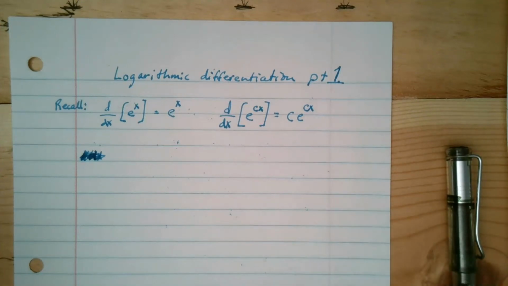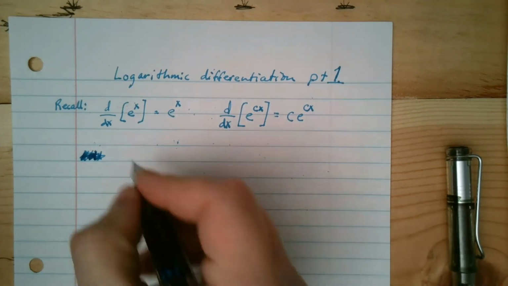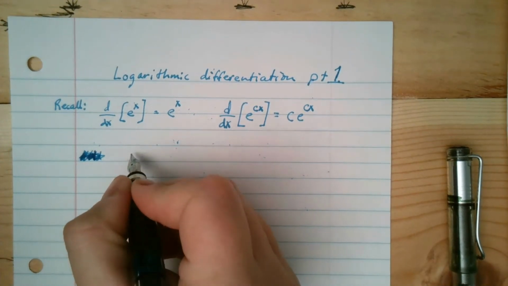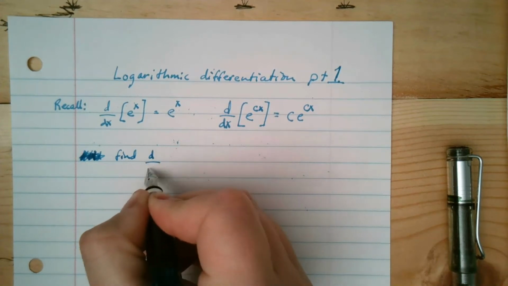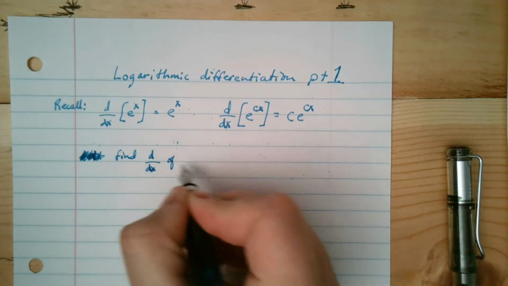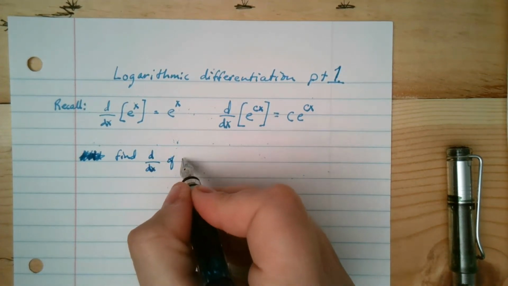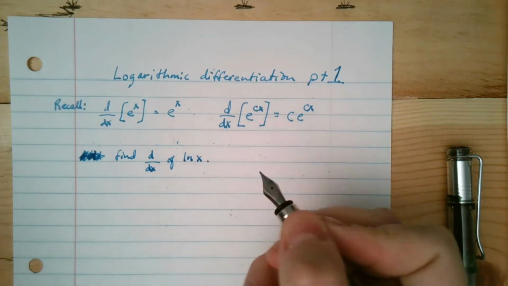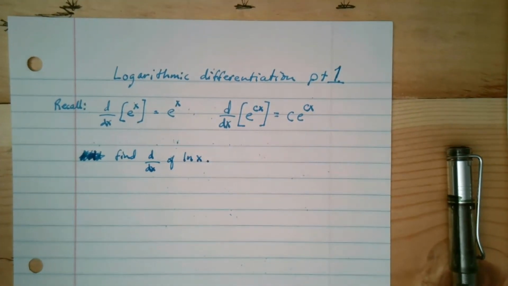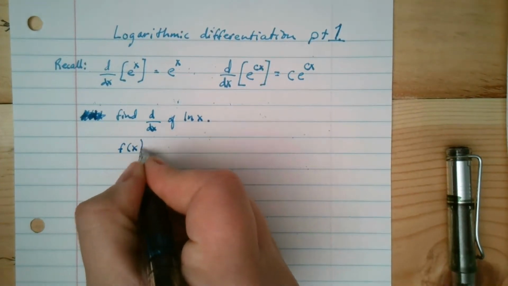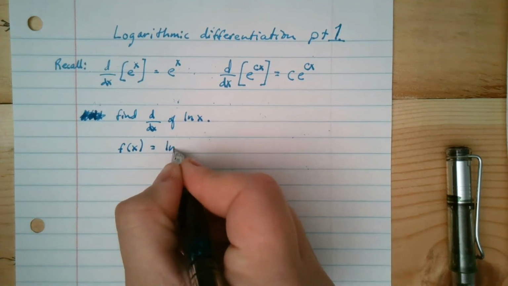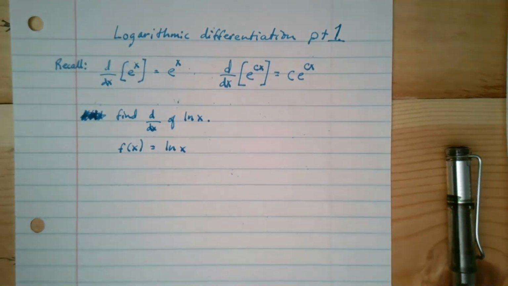Okay? Now, let's say I wanted to find the derivative of the natural log of x. Now there's a rule for this, but I want to show you how to find it. So here's what I'm going to do. I'm going to say f of x equals ln x.